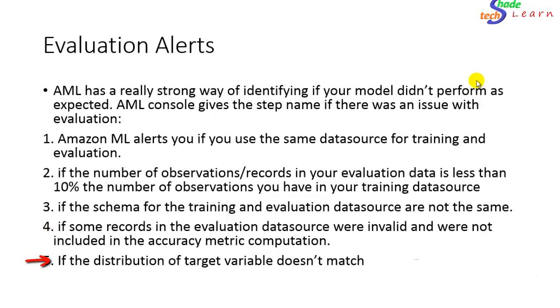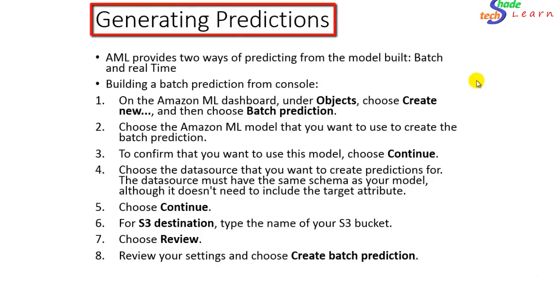If the distribution of the target variable doesn't match, like we discussed, if we have some categories which are available in training data and those categories are not available in test data, AML will ask you to either reset your data or reshuffle your data. You can choose whatever you want to do and go to the previous steps and correct it. Now, the final step is generating predictions.